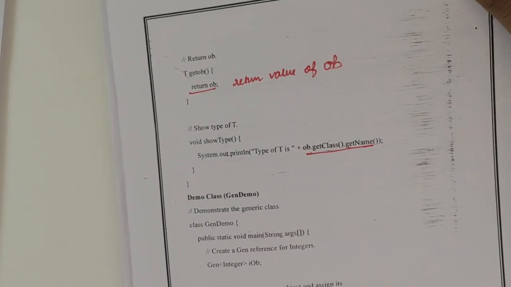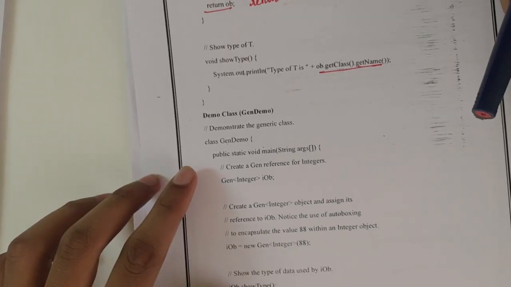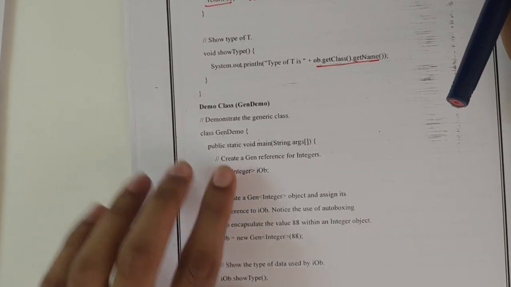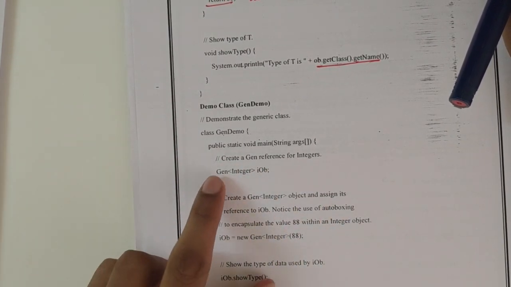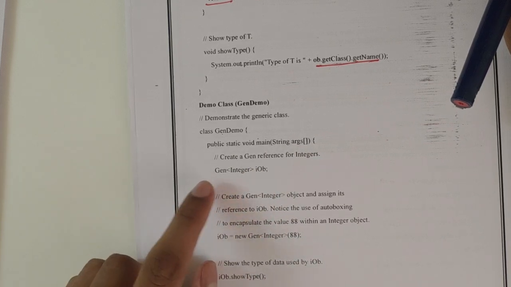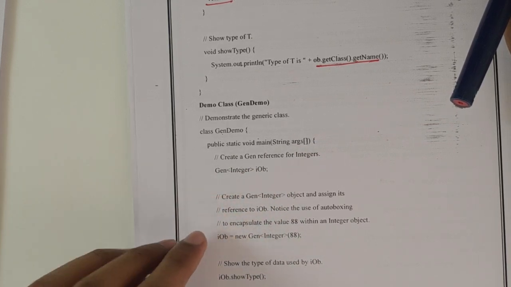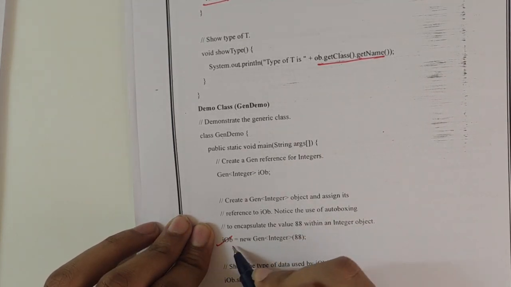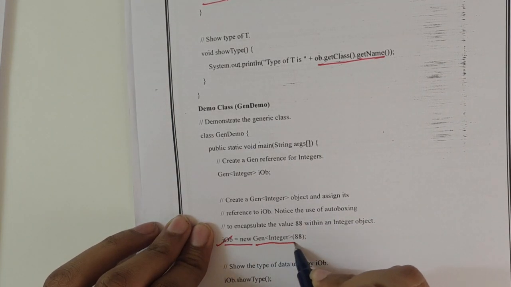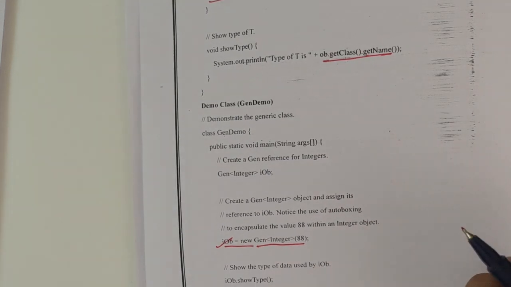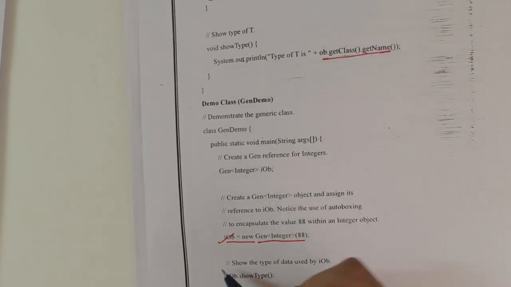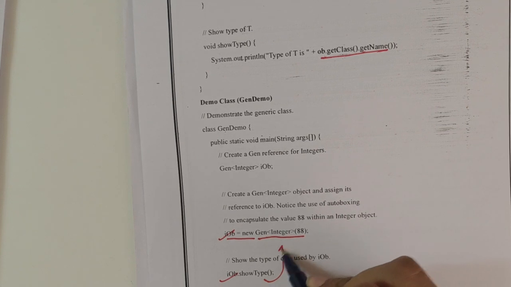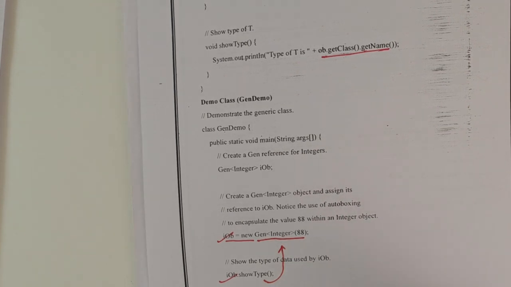Next we have the demo class, that is GenDemo. Again the same thing. They have created a generics reference for Integer, Gen of Integer iOb. Then you are creating an object and doing autoboxing, assigning and encapsulating the value 88. Then you show the type of data that is used by iOb, that is, what type of data has been used. Followed by that, you get the value.